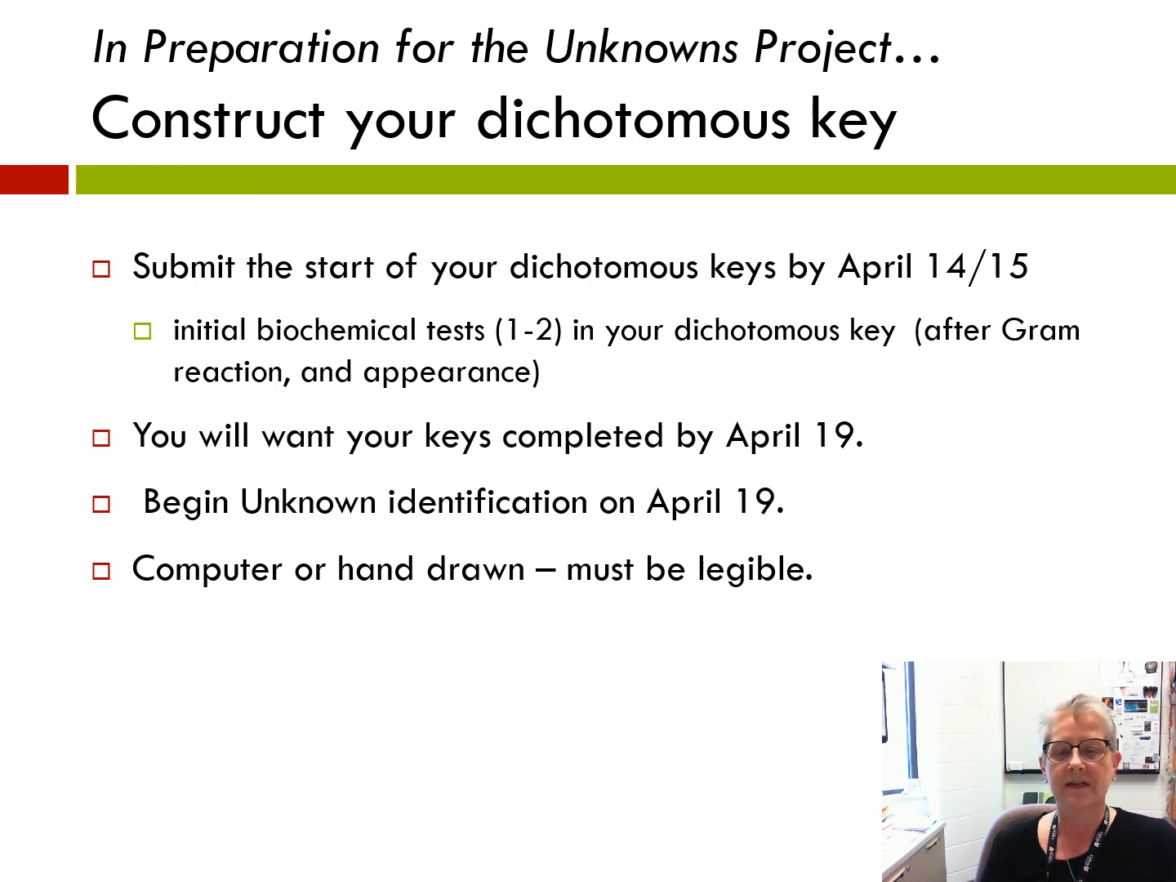You'll want those keys completed by April 19, because on April 19 I will give you your two unknowns, the gram stains, and at that point you can start asking me to perform biochemical tests for you. I'll send you the photographs, and then you interpret and then ask for the next test. So it really is your roadmap to identifying those unknowns. The dichotomous key will just give you the efficient pathway to do that.